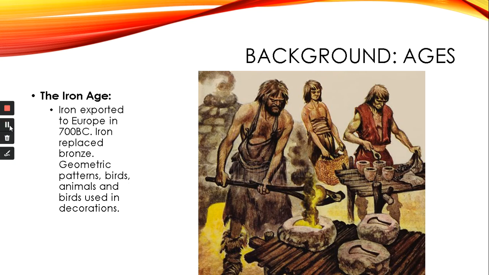Okay, so the Iron Age is when they started discovering iron. So iron was then exported to Europe in 700 BC, and iron replaced bronze. So they could do geometric patterns, birds, animals, and birds again, using them in their decoration. So they could actually make little figures and forms and decorate a bit more.